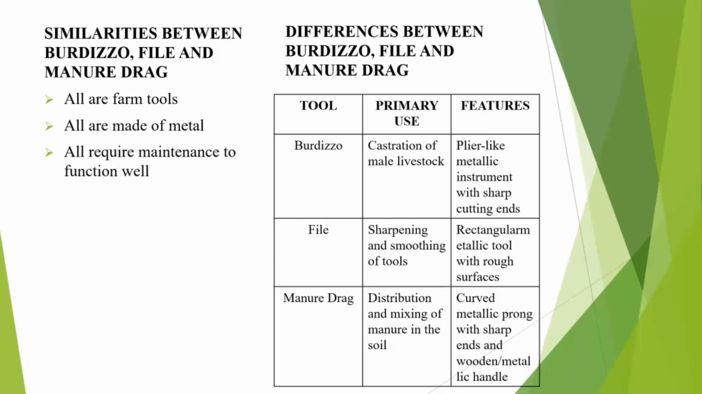So they can ask you the difference between Burdizzo and file. You can tell them the difference in terms of the use of the instrument. Also in terms of their features or their appearance. The Burdizzo is a plier-like metallic instrument with a sharp cutting edge, as we have looked at earlier. The file is a rectangular metallic tool with rough surfaces. The manure drag has curved metallic prongs with sharp ends, and it can have either a wooden or metallic handle. Again, this depends on what you are given on the day of your examination.